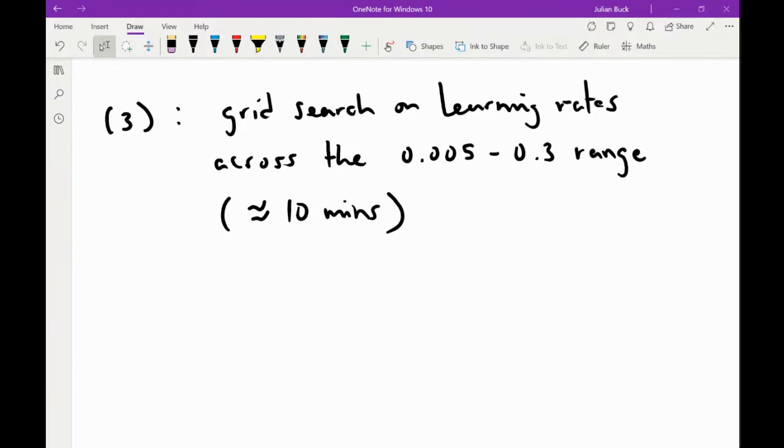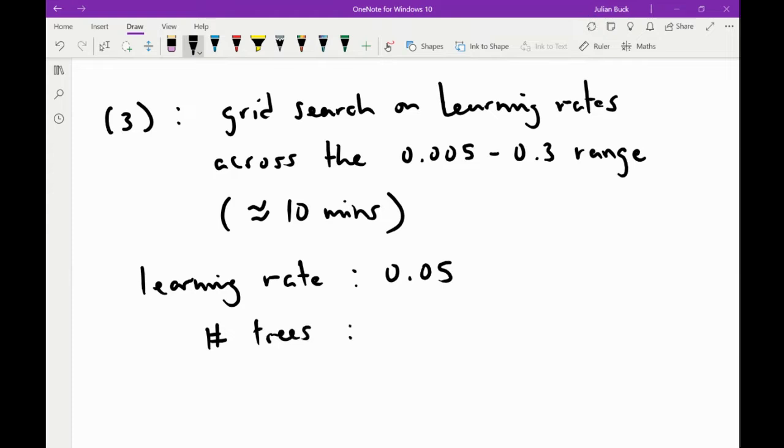So if you run this grid search, following the way the textbook has it set up, what you'll find is that you end up with an optimal learning rate of 0.05. The number of trees at this point, after grid searching and using k-fold cross-validation, has increased to 2,375. And the root mean square error now has reduced to approximately 21,400.